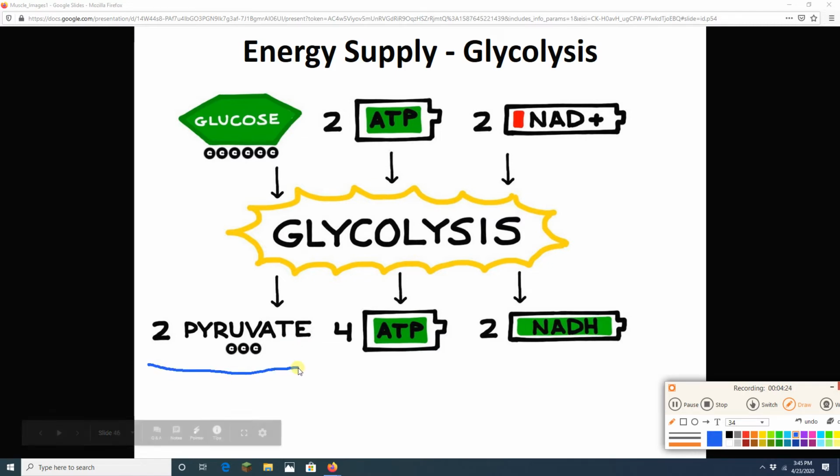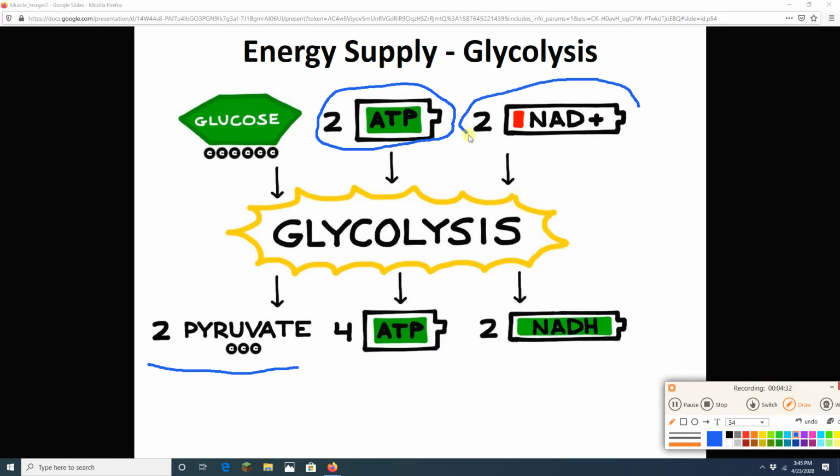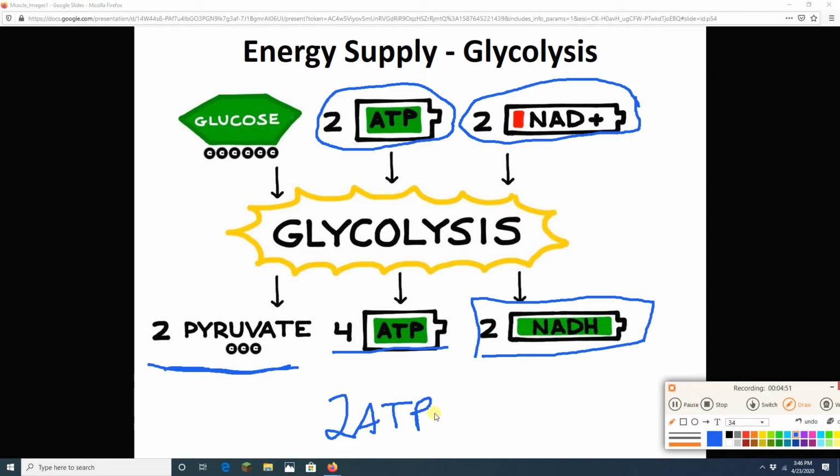Two molecules of pyruvate. It actually takes two molecules of ATP and two molecules of another component called NAD+ in order to do glycolysis. And by the time we're done with glycolysis, we get that 2 pyruvate, and we get 4 ATP and 2 molecules of something called NADH. Notice that the net ATP here is 2 ATPs per glucose. And this is okay, but it's not a lot. This is going to last us not much more than a minute doing this glucose breakdown, this glycolysis. So we've got to have another way.